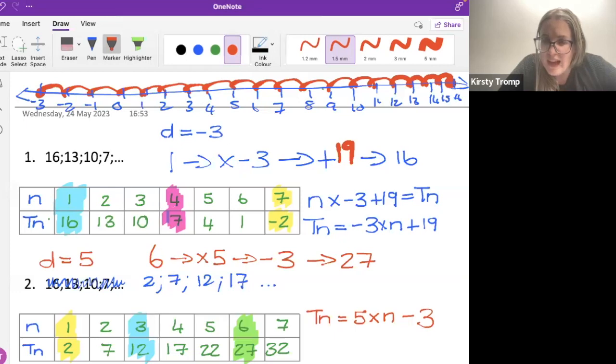Ma'am, I wanted to ask if it is a must to use a number line to get the answer. If you know how to do it without a number line, then you can do it without a number line. If you know how to do it and you're allowed to use your calculator, then use that as well. But you don't have to use a number line if you know how to do it without one, okay?